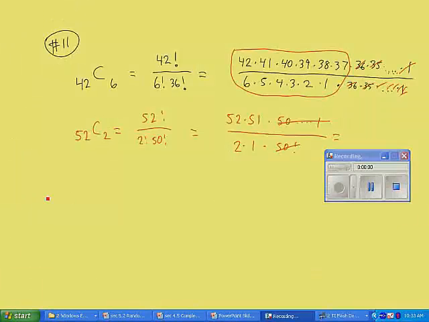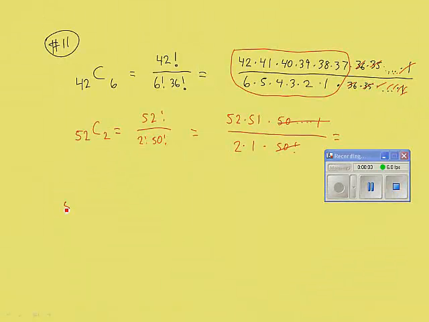I'm going to give you one last formula. The book is also going to talk about something called 52P2. P stands for what are called permutations. Permutations are arrangements. So here the order matters.